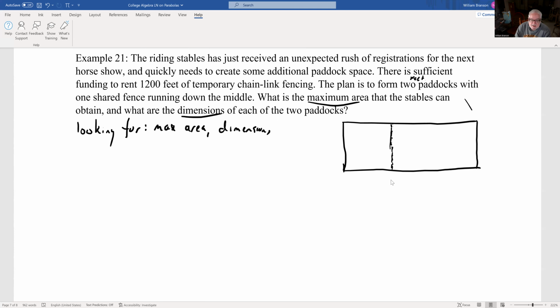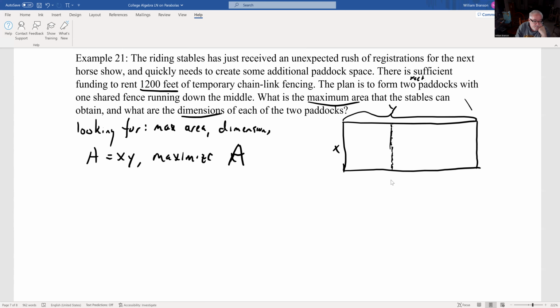Well, what they've got is we want to know what's the area of this big rectangle. So we'll call that side x, and we can call this side y. So we want to maximize area is equal to x times y. We want to maximize the area. Now, the problem is, of course, that x and y, that's not a parabola yet. But they give us a nice piece of information. They have 1,200 feet of fencing.